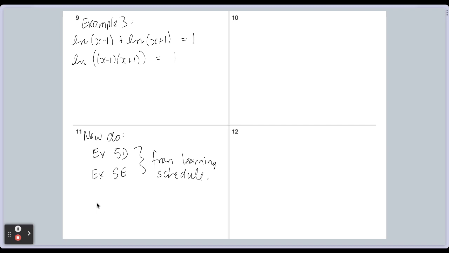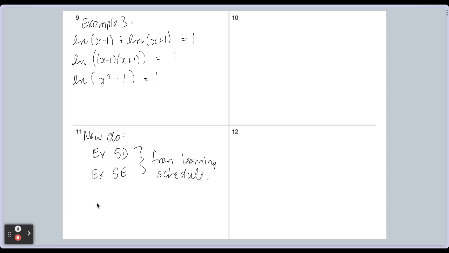Now, I tend to simplify as I go along. So I'll be looking at that and going, oh wait, that's just a difference of two squares, right? So I'm going to simplify that straight up to x squared minus 1. And that makes me feel happier anyway.